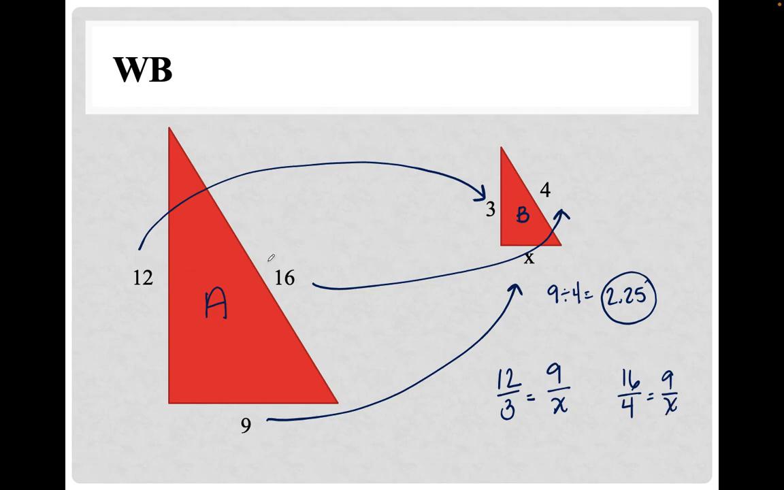So notice I always go from left to right. If I put the 12 on top and the 3 on the bottom, then I also want to put the 9 on top. So if I put shape A on top here, I also have to put shape A on top here. So we just want to make sure we stay consistent with which shape we're putting on top.